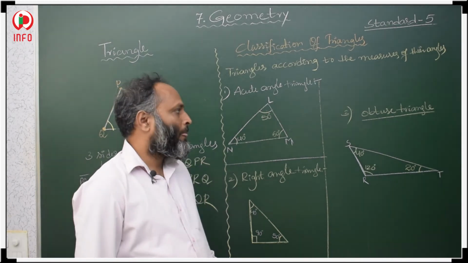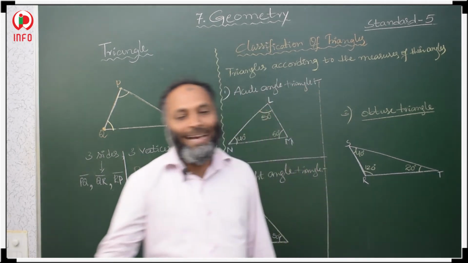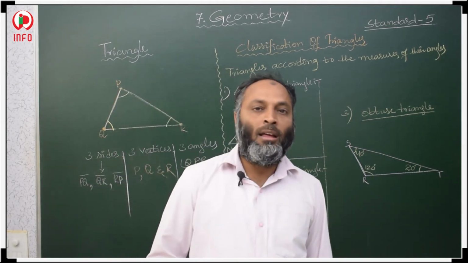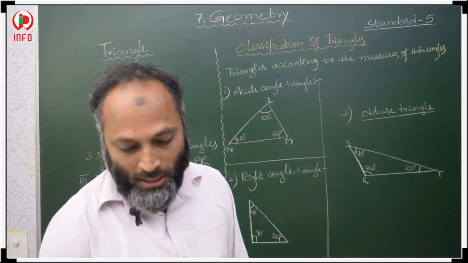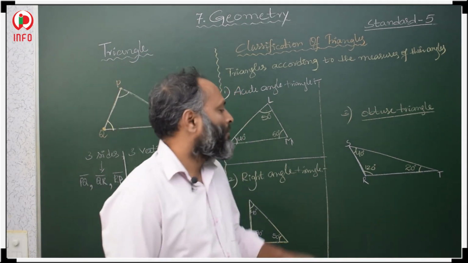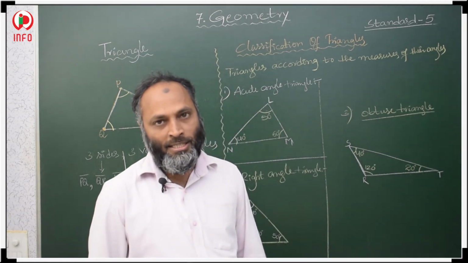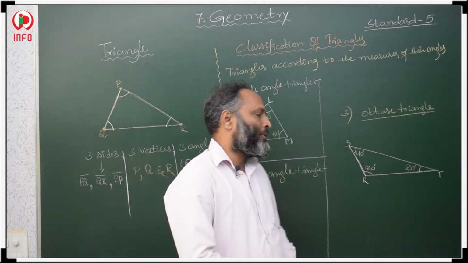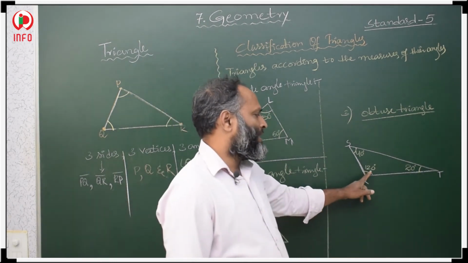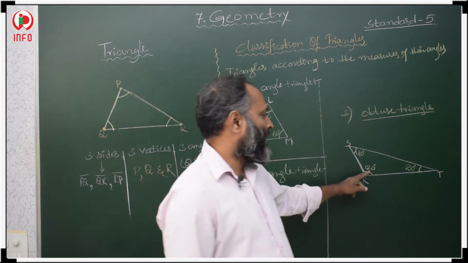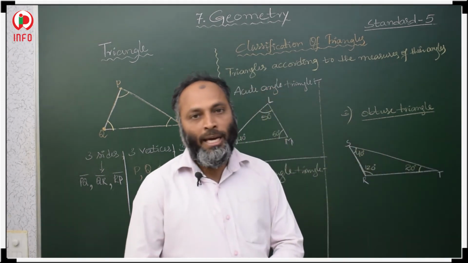Then after that, the obtuse triangle. Obtuse triangle means obtuse angle triangle. If in a triangle any one of the angles is greater than 90 degrees, then that is an obtuse angle triangle, or otherwise obtuse triangle. See here, 120 degrees is greater than 90. One of the angles is greater than 90, so this is an obtuse angle triangle.